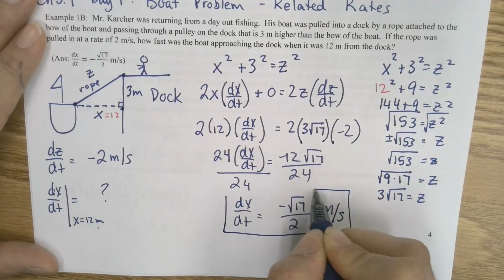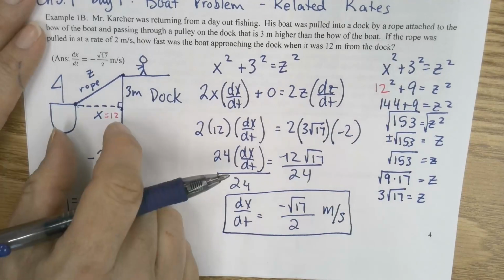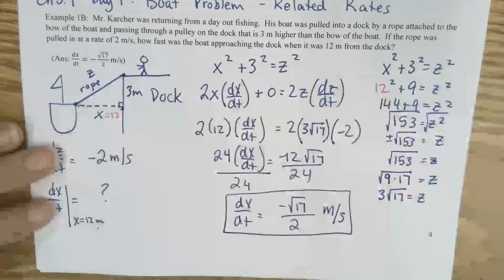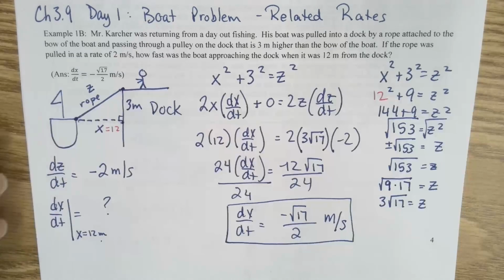And I would expect this to be negative because the boat is getting closer to the dock, so this is a decreasing distance. And now you've seen 2 different Pythagorean theorem examples, a boat problem and a ladder problem. Thank you so much for listening. Good luck.